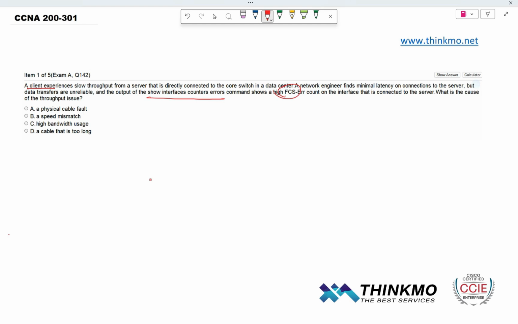There is only one reason for this, which is that the physical cable has malfunctioned, right? Because the checksum count is very high. This is a very important clue. This checksum error usually manifests at the data link layer, where checksum failures are caused by signal damage or packet damage. So these checksum errors generally occur at the physical layer. So the answer to this question is A.